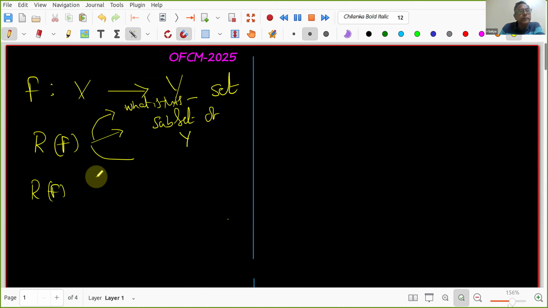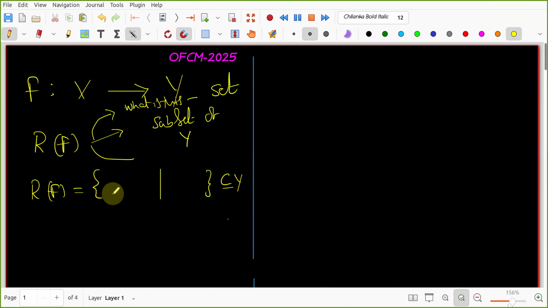Range of f is equal to, since it is a subset of Y, I'll start with, for all elements. First of all, I'm collecting elements from Y, right? So the condition will be written here, correct? Okay, I'll ask another person. Okay, Mohan, can you unmute and speak? Okay, Arpit.